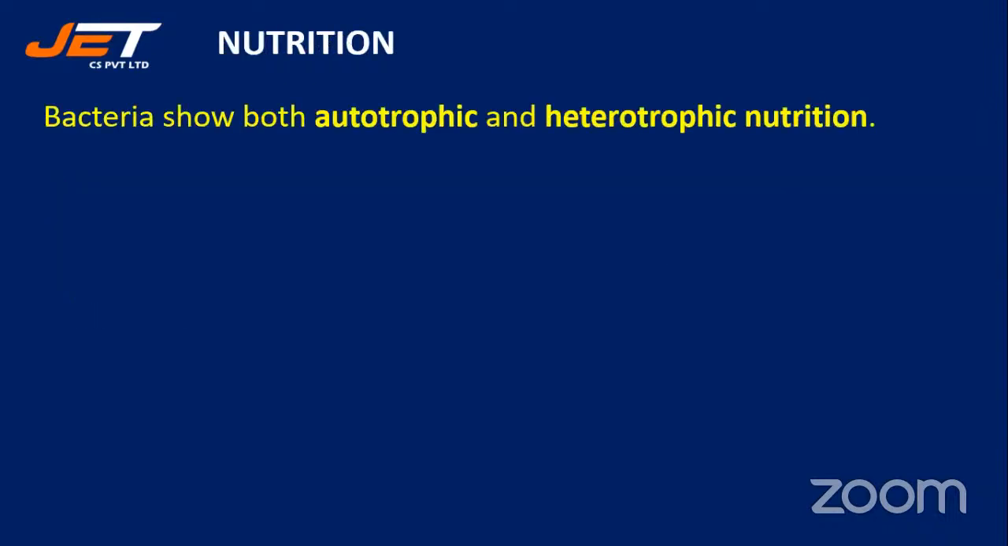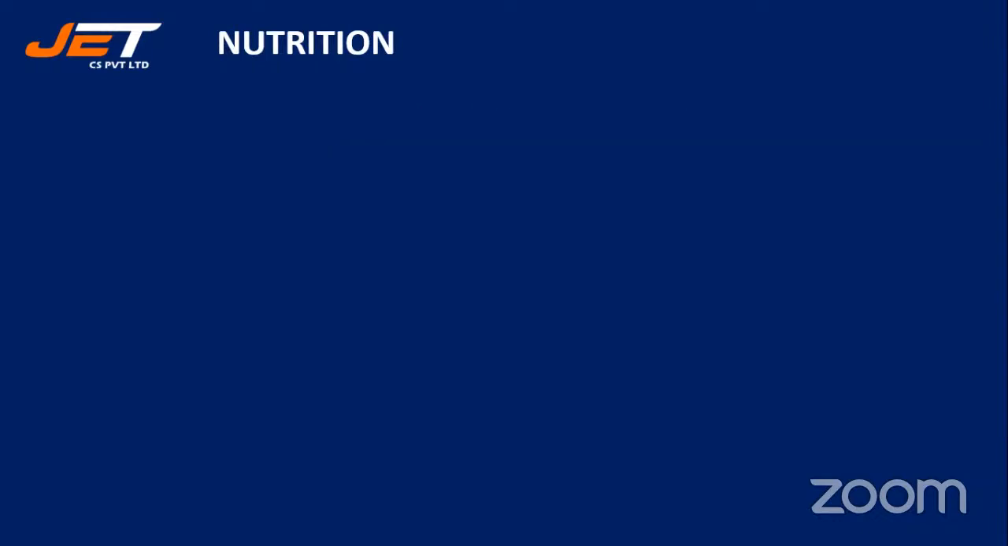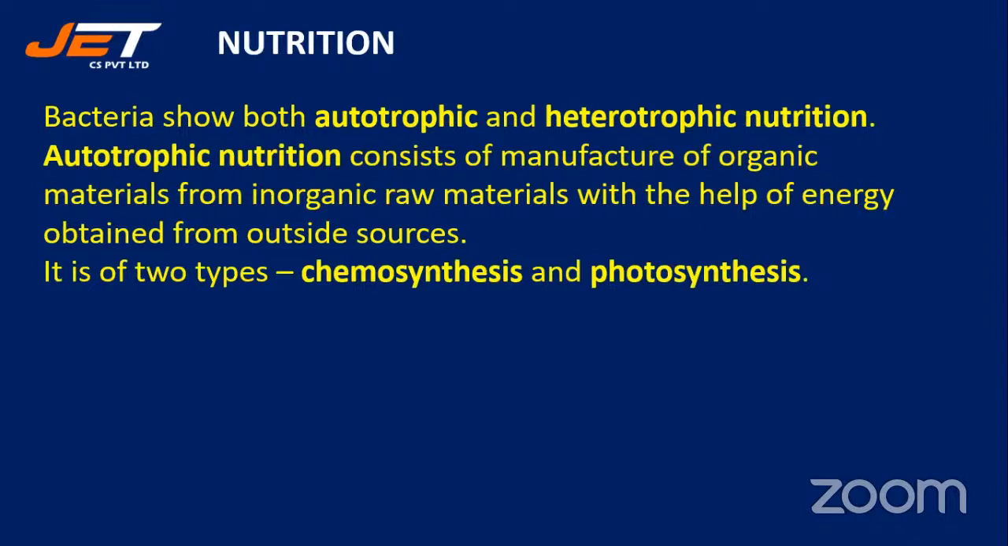Coming to nutrition, bacteria show both autotrophic and heterotrophic nutrition. Autotrophic consists of the manufacture of organic material from inorganic raw material with the help of energy obtained from an outside source: chemosynthesis and photosynthesis. What it means is that bacteria can perform photosynthesis. Remember this: autotrophic means someone who has their own capability to produce their own food without being dependent on others.